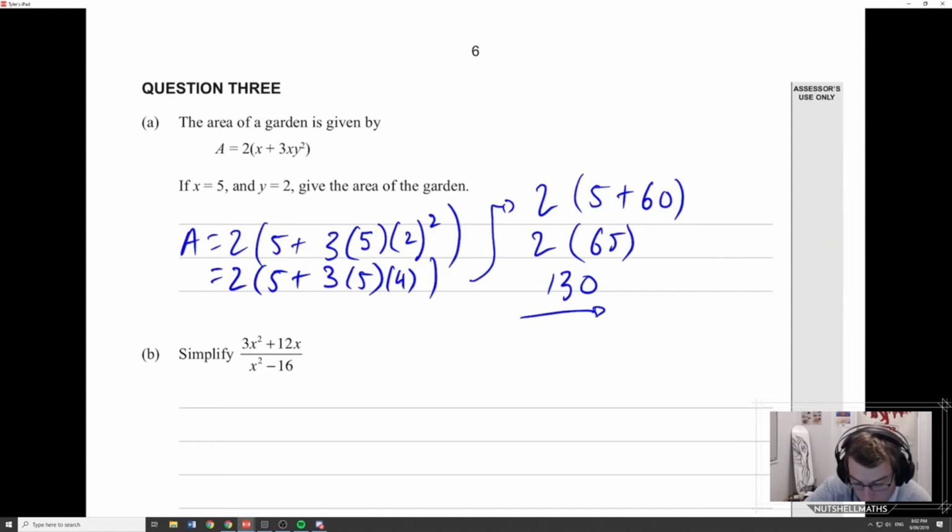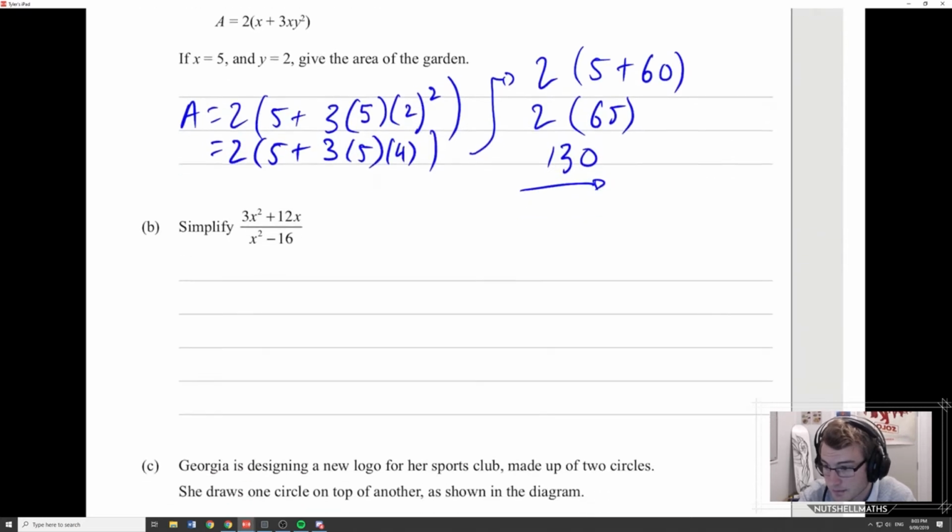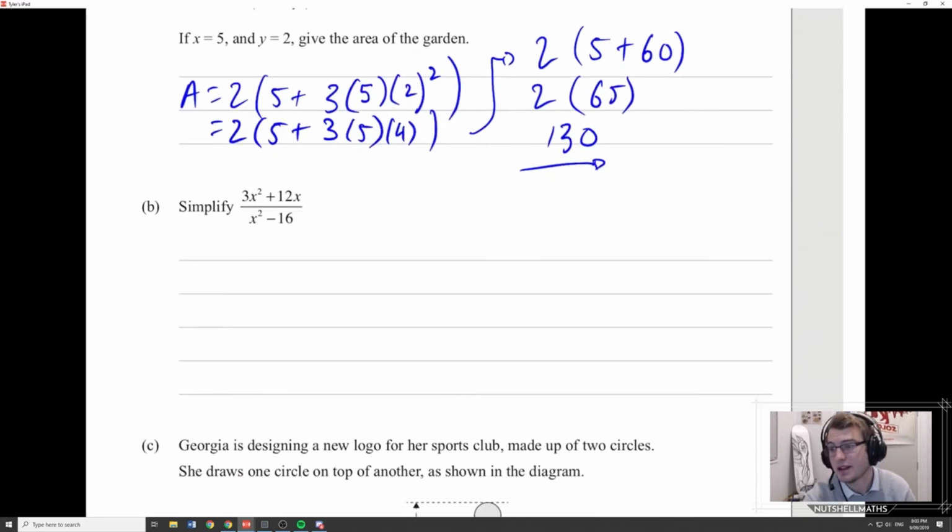Like meters squared. They've not told us anything about units, right? The area of a garden, blah, blah, blah, there's no units. I don't know if it's meters, centimeters, millimeters, kilometers. So we can't put meters squared. We just leave it. In general, you should put the unit, but right now I can't because there's no unit. Only if it mentions it.